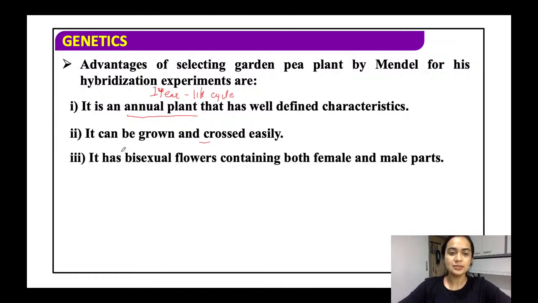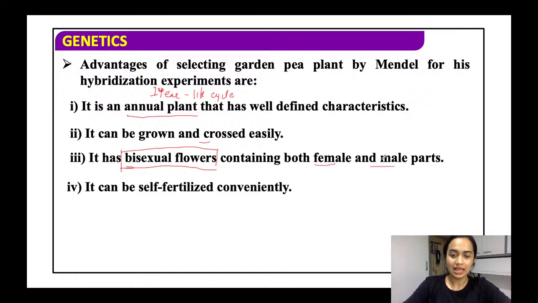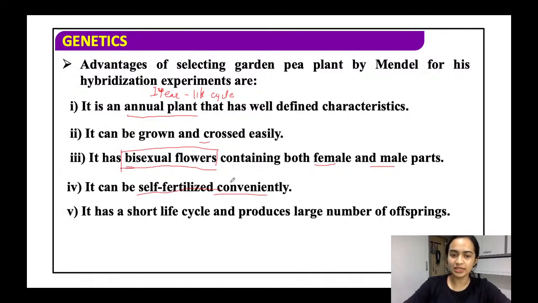Pea plant is bisexual, since by nature it will undergo self pollination. For self pollination what you need is bisexual flowers. That means the stigma and anther should be in one flower itself. That is why he chose a bisexual flower containing both the male and the female parts. And it can also be self-fertilized conveniently. Since it is bisexual, self-fertilization तो बहुत easy होगा pea plant के लिए.